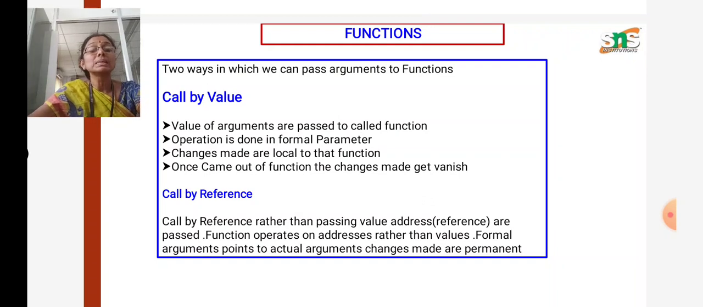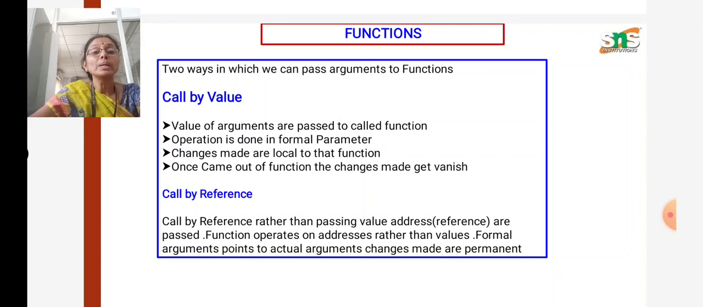Now we will see what call by reference is. Call by reference means we pass the address instead of the value to the called function. So the address is passed from the actual parameter to the formal parameter. The function operates on addresses rather than values.